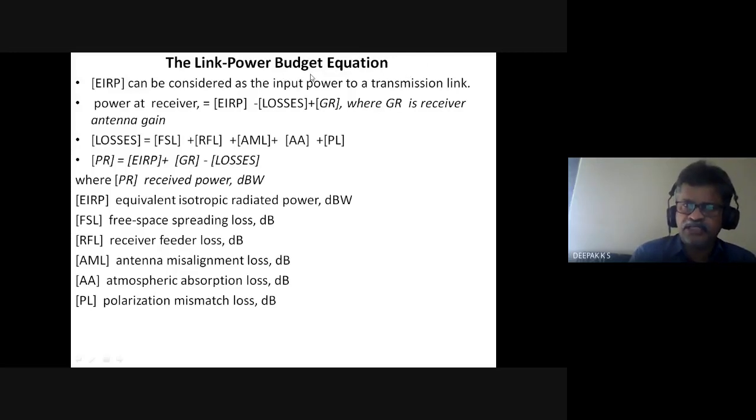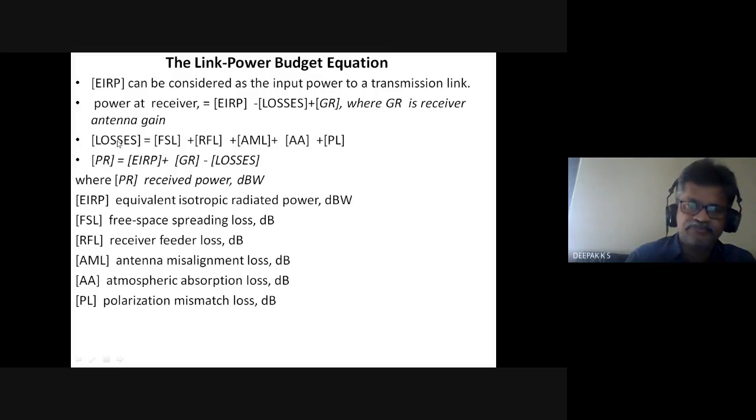Now we will calculate the link power budget equation. Okay. So we are considering an effective isotropic radiated power. This is in dB. This is considered as input power to a transmission link. At one end of the link, you are putting this much power in dB. And power at the receiver, PR, will be this transmit power minus losses plus gain of the receiver, where GR is the receiver antenna gain. So received power is transmit power plus gain of receiver minus loss.